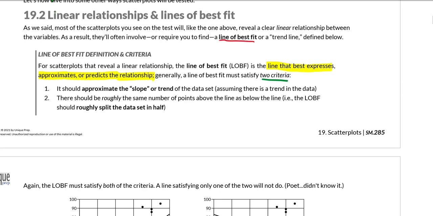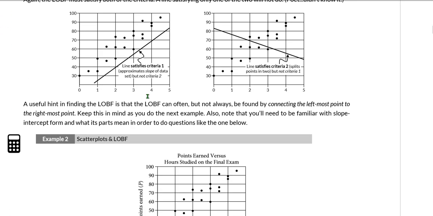Now, 2 criteria that a line of best fit must satisfy. Number 1, the line of best fit obviously should approximate the slope of the data set or the trend of the data set. And number 2, the line of best fit should roughly split the set in half. In other words, there should be roughly the same number of points above the line as below the line. On the top of the next page, we can see a couple of lines. This is our same data set that we were just dealing with, hours studied versus points earned. Same 20 students. And we can see 2 lines that satisfy one of the criteria but not the other.